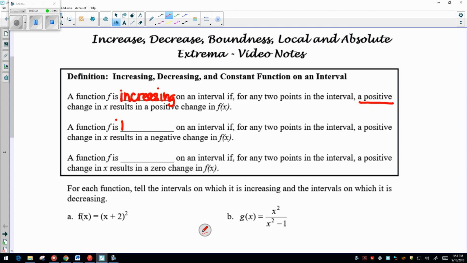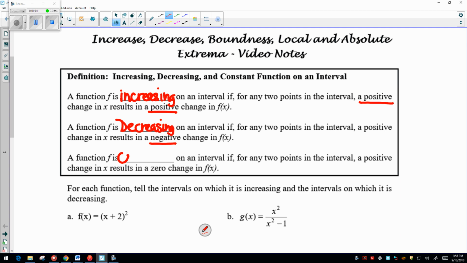A function f is decreasing on an interval if for any 2 points in the interval a positive change in x results in a negative change in f of x. So our big difference here is, well, they maybe both have positive changes in x. The difference with an increasing function is we see still a positive change in f of x. For a decreasing function, you have a negative change in f of x.